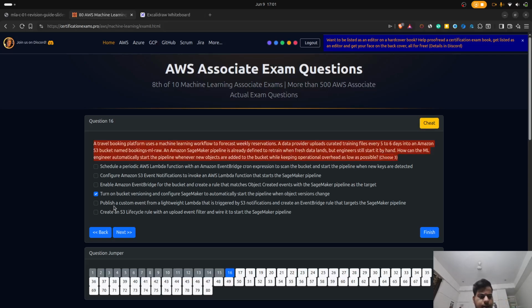Publish a custom event from a lightweight Lambda that is triggered by an S3 notification. As the question already says, keeping operational overhead as low as possible, I don't think we have to involve Lambda-like services here.